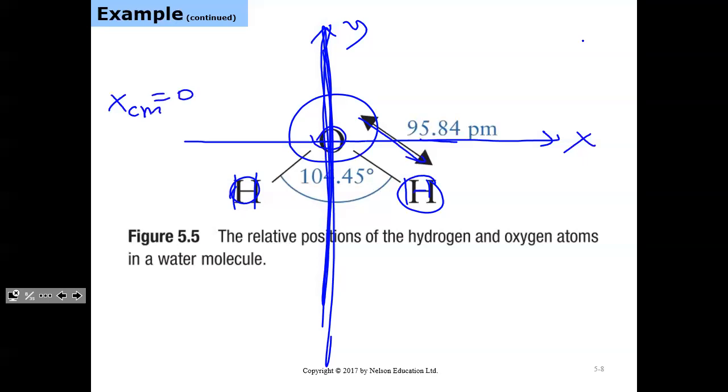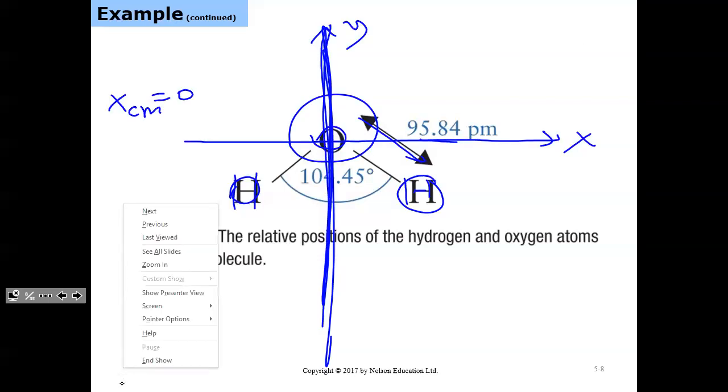X center of mass is 0. It must be on the y-axis. Any point on the y-axis, what is the x value? 0. So x center of mass, we don't have to do it. We only have to find the y center of mass.